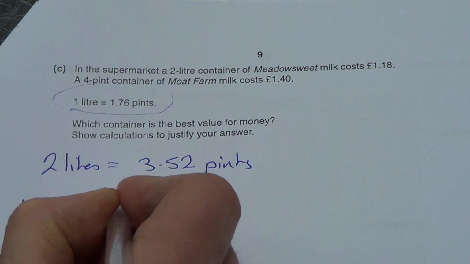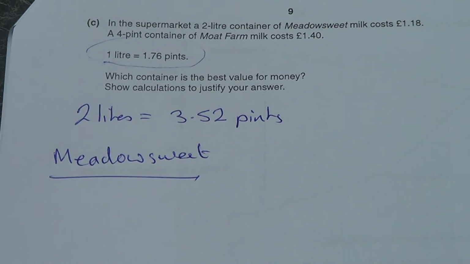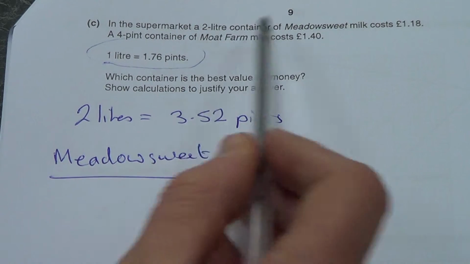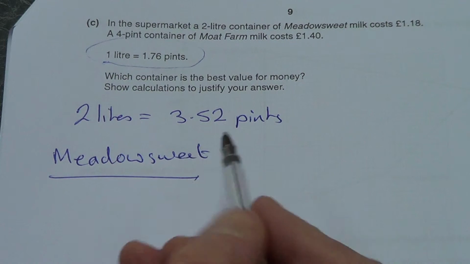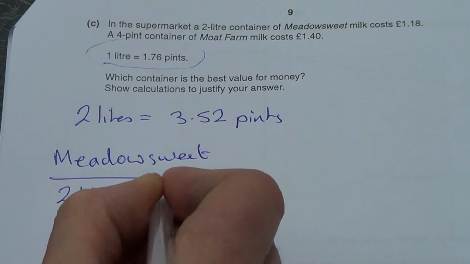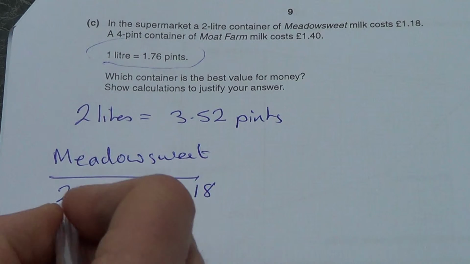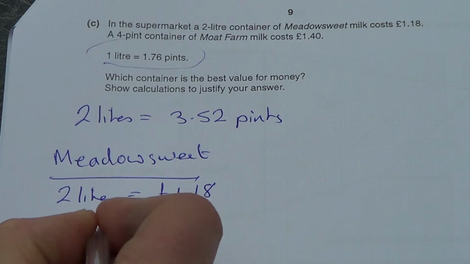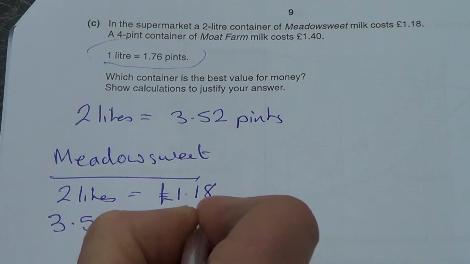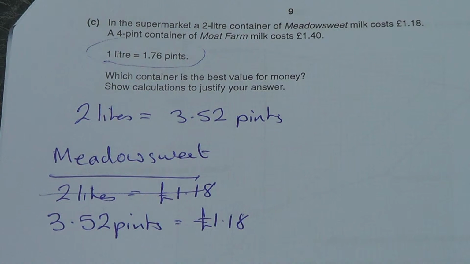I'm going to write it down so that the examiner can see what I'm doing, what I'm thinking about. Okay, so what I know then is my 2 litres is £1.18. So I know that 2 litres is going to cost me £1.18. Now I've already worked out what 2 litres is, so I can convert it straight into pints. 3.52 pints is £1.18. I can forget about that, I don't need to know that bit now. Now I've got it in pints.